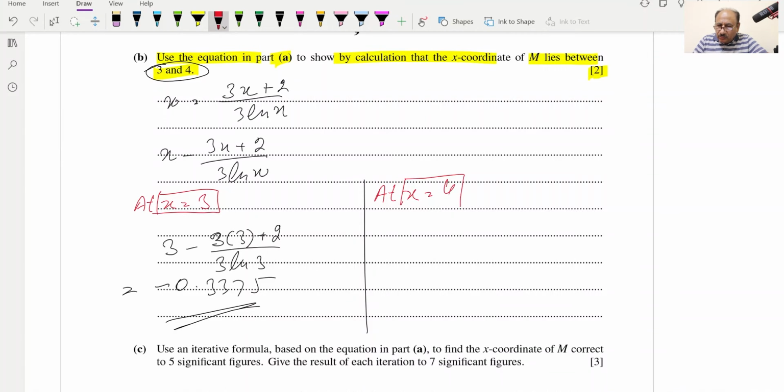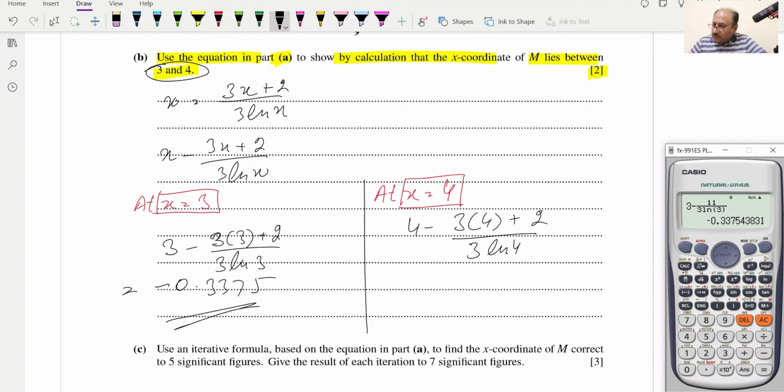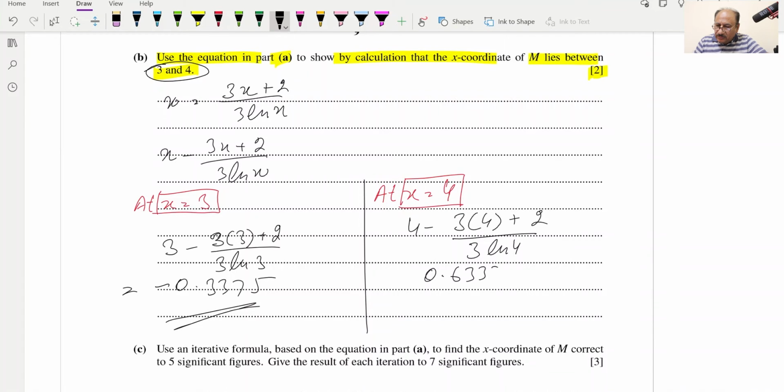And at x is equal to 4, our equation will become 4 minus (3 into 4 plus 2) divided by 3 log 4. If we calculate this, 3 into 4 will be 12, 12 plus 2 will be 14, so 14 over 3 log 4, and this is equal to 0.6337. We can see that one is positive and the other is negative.